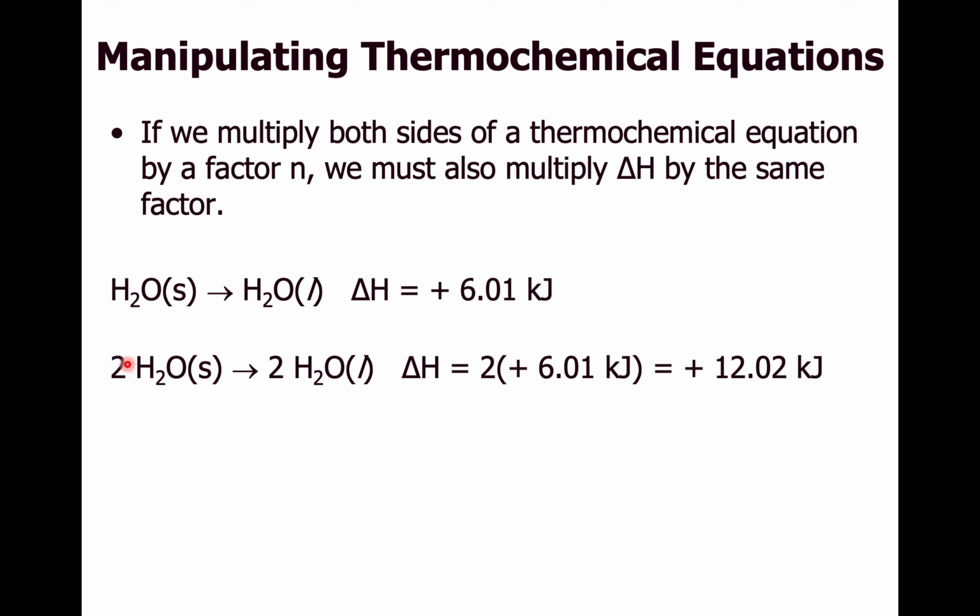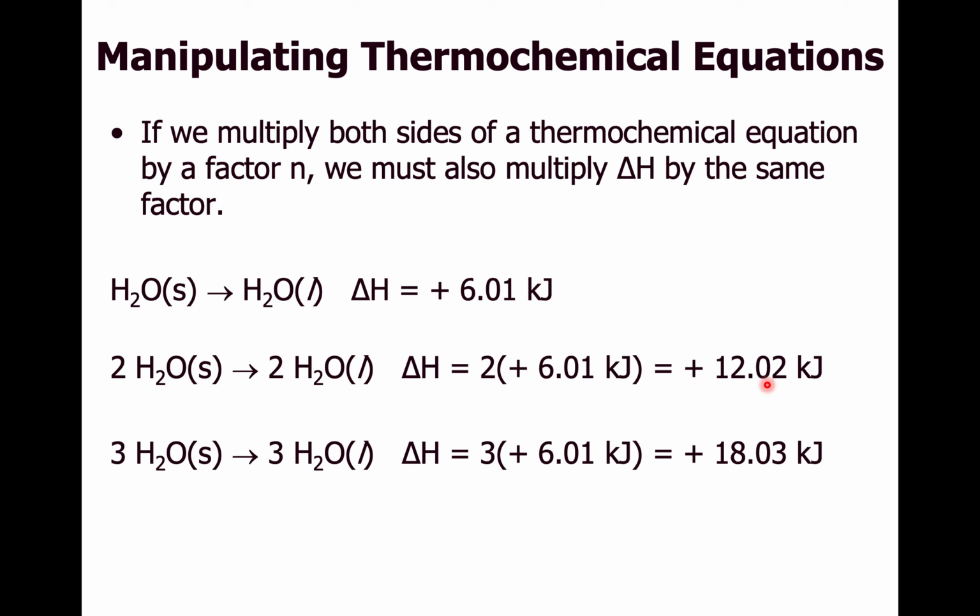Here, if we double the amount of ice, we have to put in double the amount of energy to melt it. So 6.01 becomes 12.02. And if we now go and triple the amount of ice, we now need to put in 3 times 6.01, or 18.03 kilojoules, to melt 3 moles of ice and give us 3 moles of liquid water.